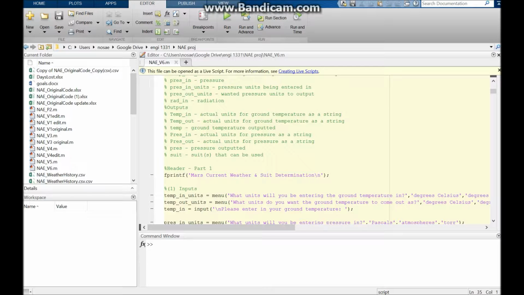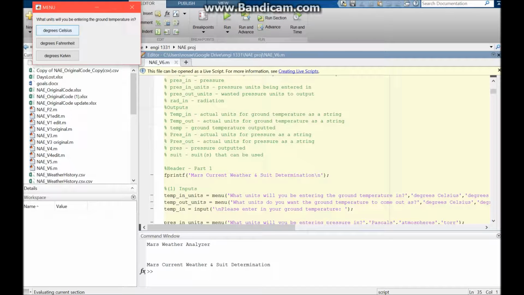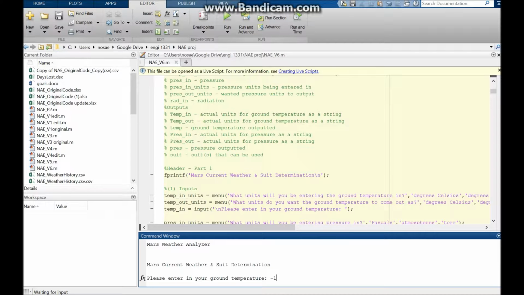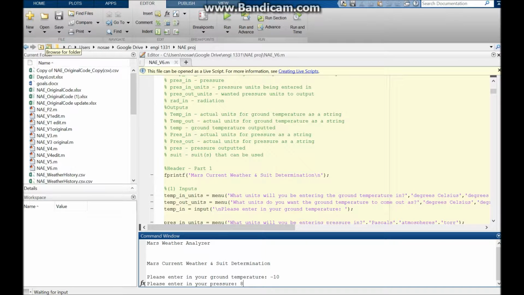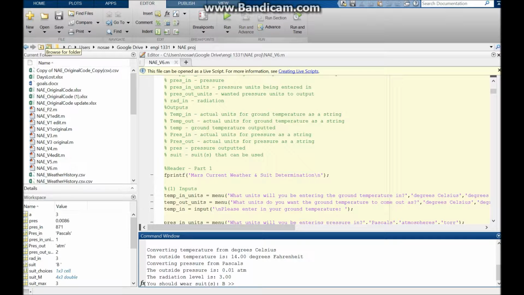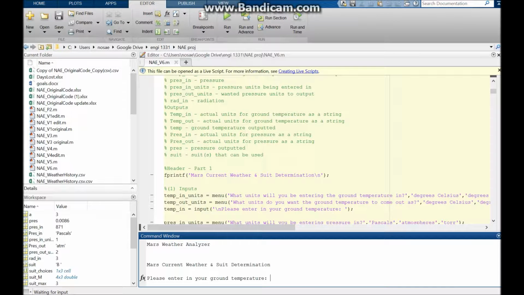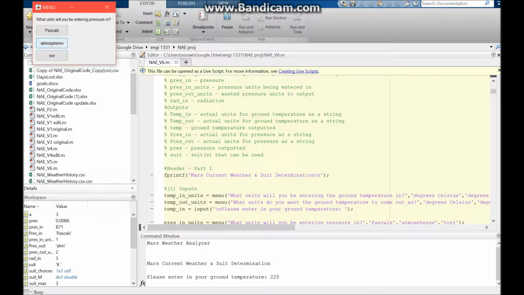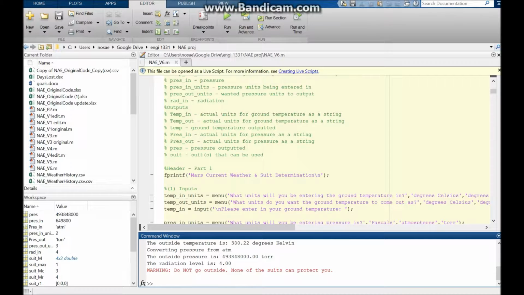So this is the first test case for part 1, and I'm going to run it and select Celsius to Fahrenheit, and put in our temperature, and then pascals to atmospheres, and then put in our pressure, with a radiation level of 3, and it gives us suit B. And then for test case 2, we are going to select Fahrenheit to Kelvin, and atmospheres to torr, with a radiation level of 4, and it tells us not to go outside, that no suit can protect us.